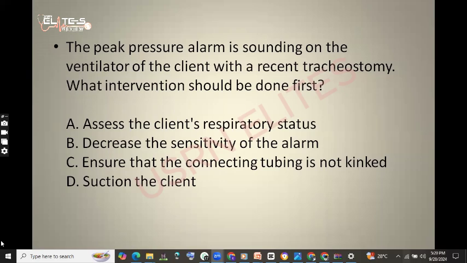I will also go for A because the last time you said when the alarm beeps on the ventilator, it means there's a problem, it's not working, meaning the client is not able to get assistance from the ventilator. So the respiration level will be affected. You have to first check, is the client breathing? If not, then you check what is the cause of the client not breathing. Is it that the tubes are kinked or the connection is loose?